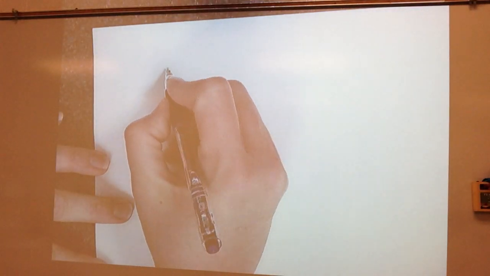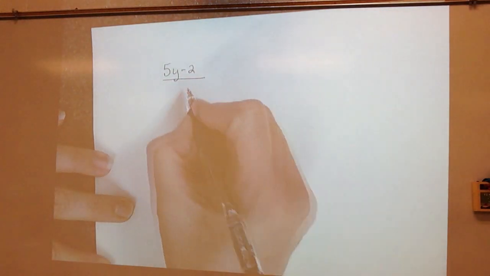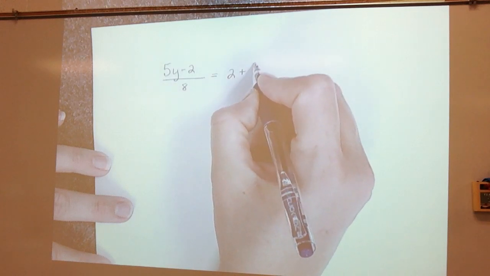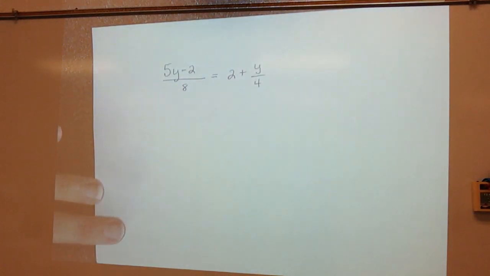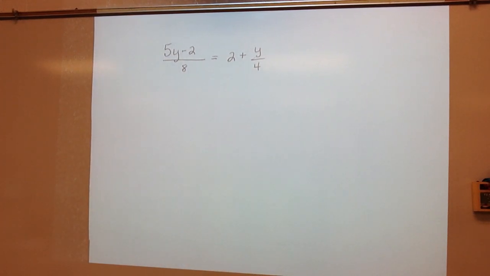Alright, so page 26, solving a linear equation involving fractions. So I have (5y minus 2) over 8 is equal to (2 plus y) over 4. So remember it says find the least common denominator. You've got a denominator of 8 and a denominator of 4. I need something that both 8 and 4 will go into.